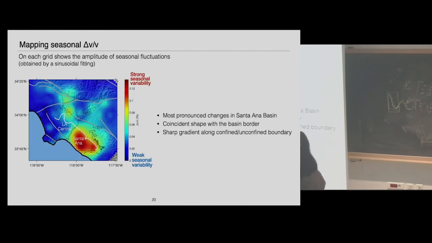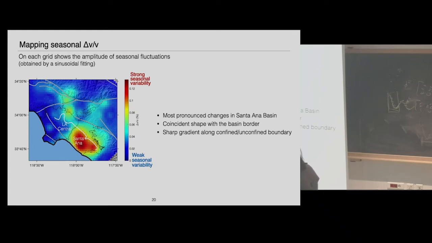Okay, so far we've been looking at the temporal changes. Now I'll move to spatial variations. Here, this map shows the seasonal variability of dV over V. So the color at each pixel indicates the amplitude of seasonal variations at this location. We obtained the seasonal amplitude by sinusoidal fittings. So reddish color means stronger seasonal variability, and bluish color means weaker.